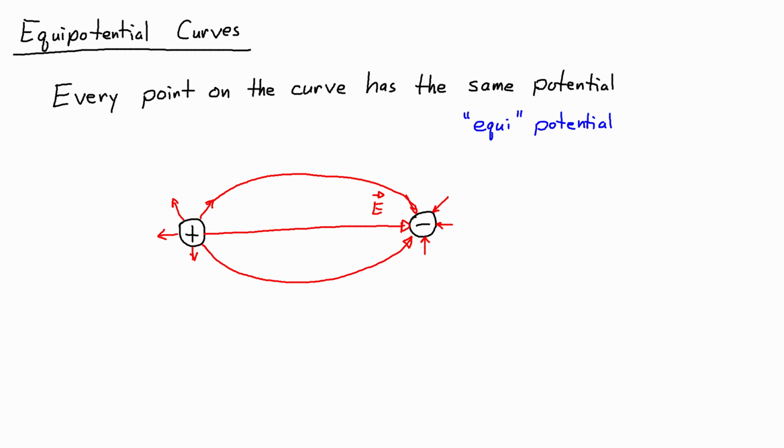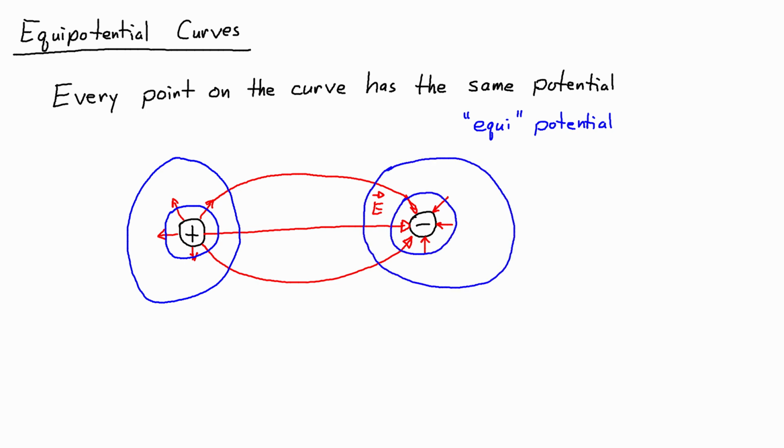Very close to each point charge, when it's far away from the other one, you end up with the potential being defined by the distance from the point charge. And so very close to it, you would have a circular equipotential line. And then as you get further away, you might have it influenced a bit more like that. The key idea is that every point on these equipotential lines, these blue lines that I'm drawing, has the same potential. And the distance between equipotential lines gives you a sense of how quickly the potential is changing in space.